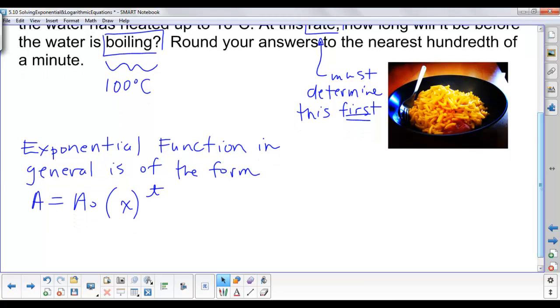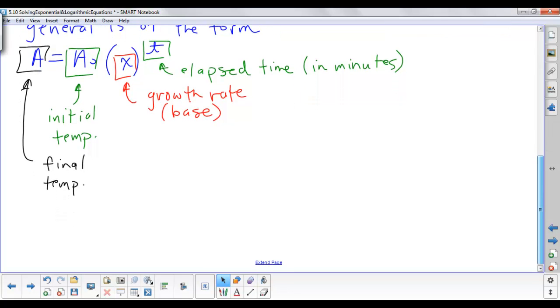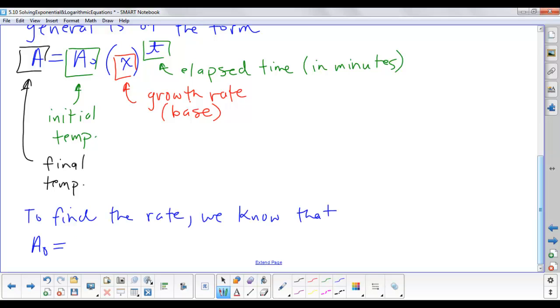Now, a0 and a will represent temperatures in the context of this question. t will be elapsed time in minutes. What we need to realize is we have some values given to us to start with that will help us determine the growth rate first. So our initial temperature, the water coming out of the tap, was 5 degrees Celsius. We knew that later on, after 2 minutes, the temperature was 16 degrees Celsius. So we can use a final amount, at least at the beginning, of 16 degrees Celsius. And the elapsed time between when it was 5 degrees Celsius and when it was 16 degrees Celsius was 2 minutes. So these are all known quantities we have to work with.